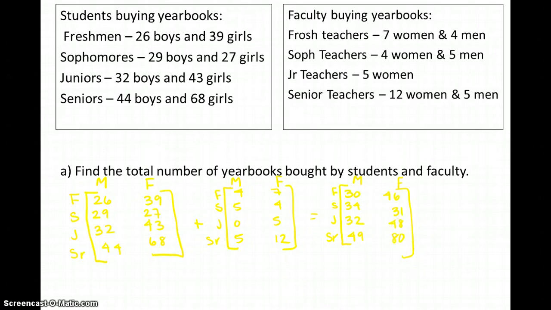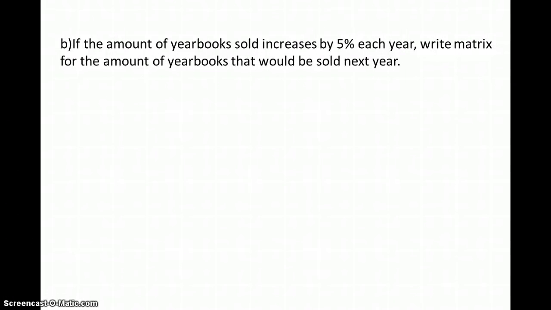Let's look on to B now. For part B, if the amount of yearbooks sold increased by 5% each year, write a matrix for the amount of yearbooks that would be sold next year. Let's set up an expression. Increased by 5% each year. So we're going to start off with however many yearbooks were sold the first year, plus the 5%, 0.05 increase of that year.